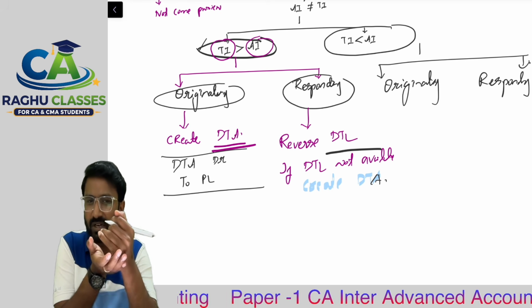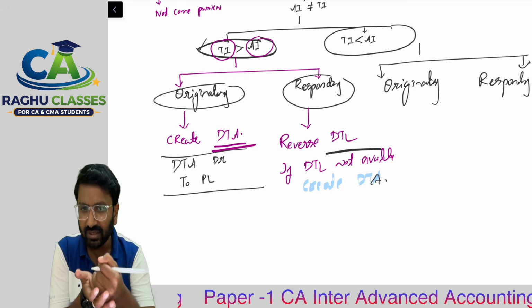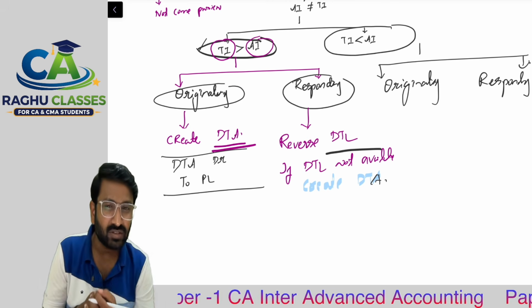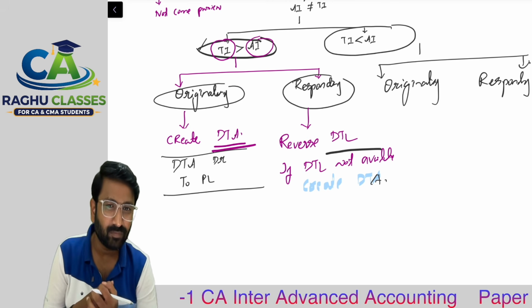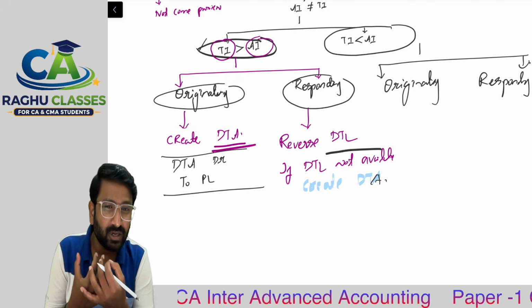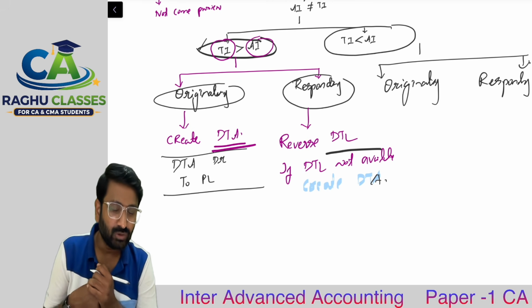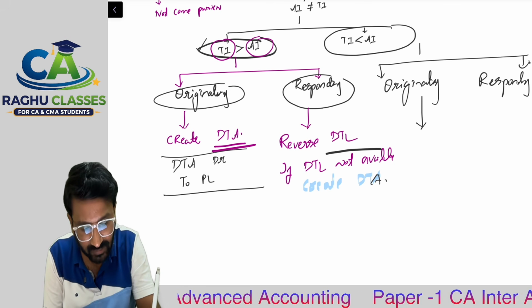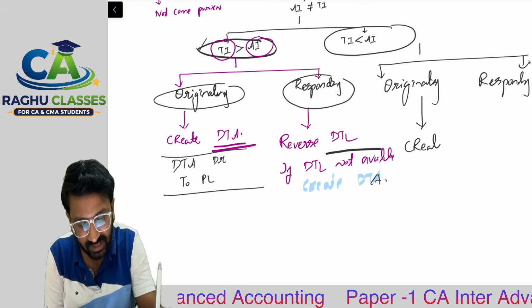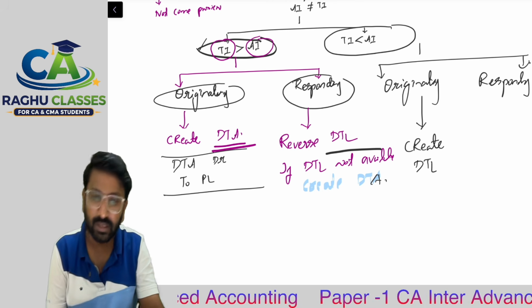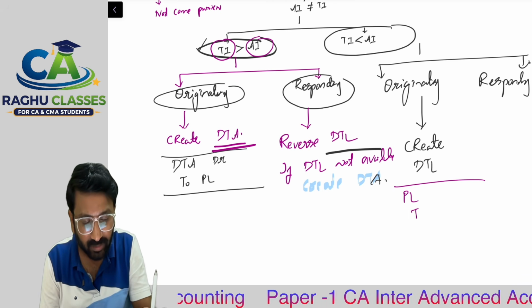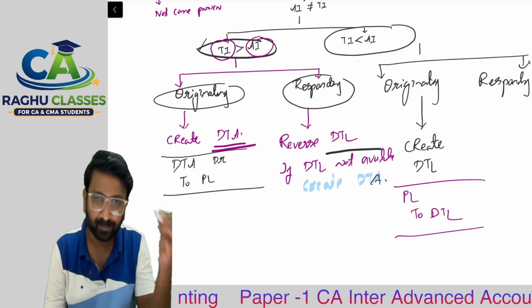Since my taxable income is low in the current year, I'll be paying less tax, which means in future years I'm supposed to pay more tax, which is like an anticipated future outflow for me. So since I'll be paying more in the future, if it is an originating difference, we create DTL, deferred tax liability, and the entry for that is P&L account debit to deferred tax liability.